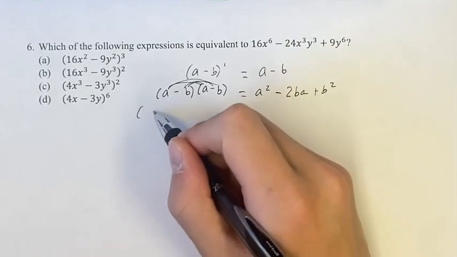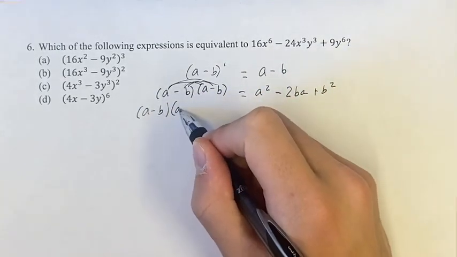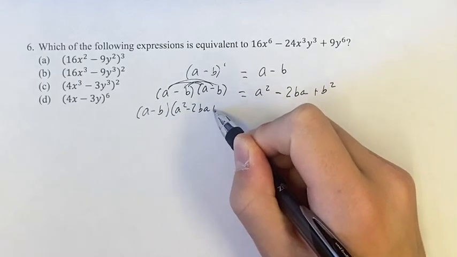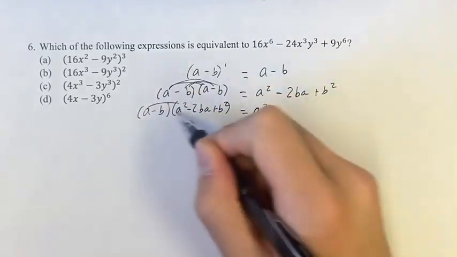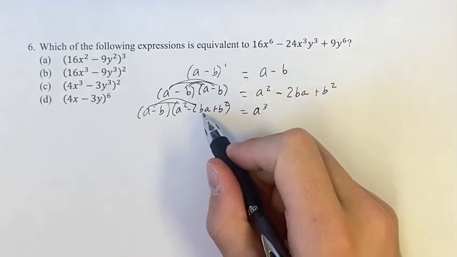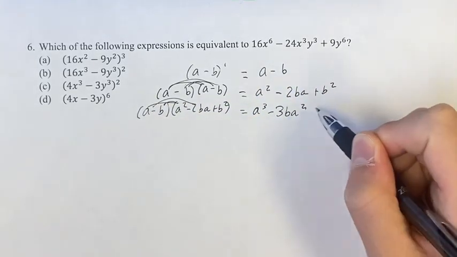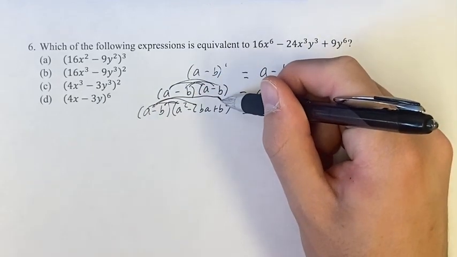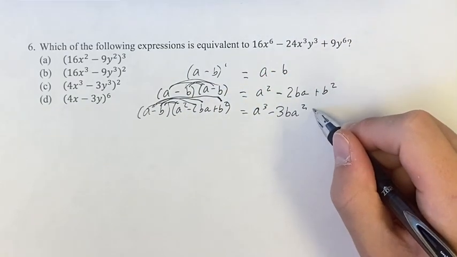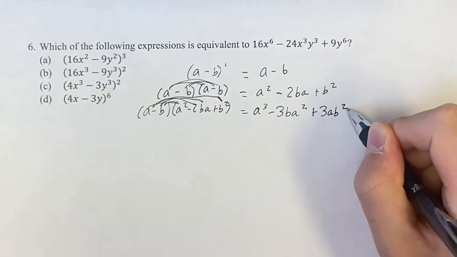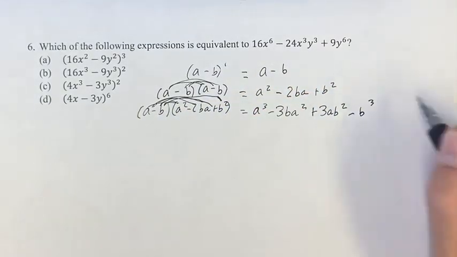Next, if we have a minus b times a minus b times a minus b, just putting that in, then we have a cubed minus 2ba squared, minus another ba squared is minus 3ba squared, plus ab squared, plus 2ab squared is plus 3ab squared. And then finally, negative b times b squared is minus b cubed.